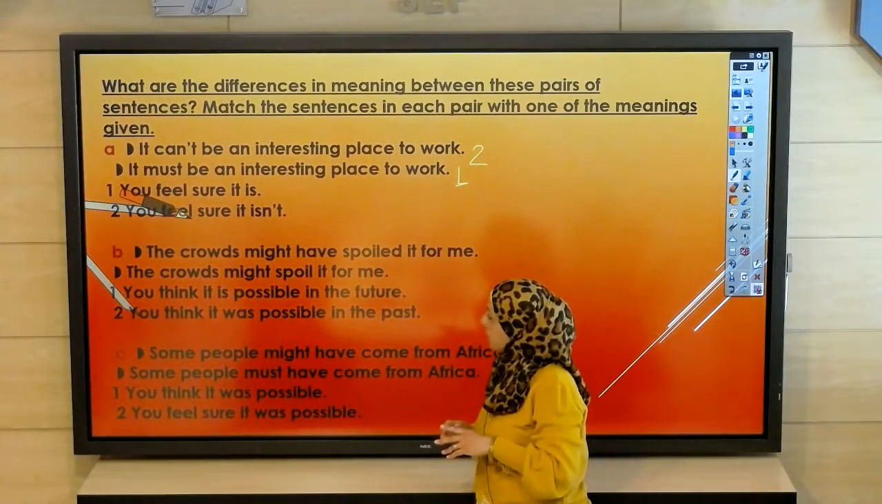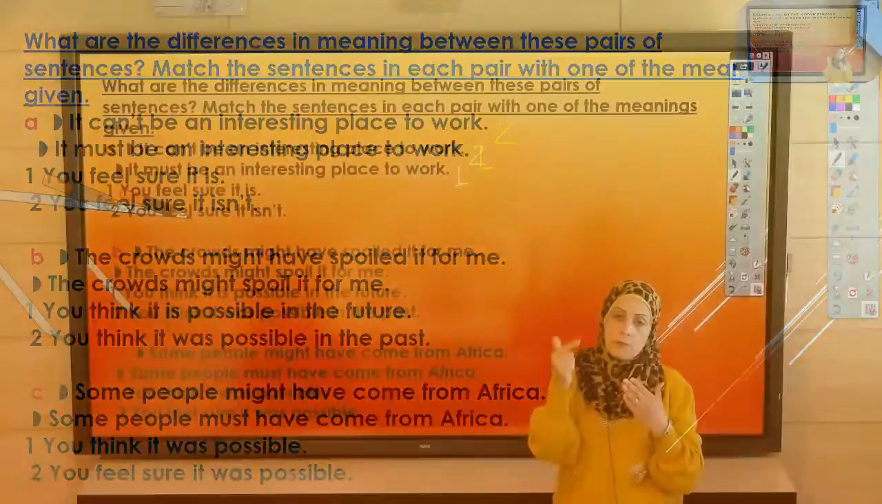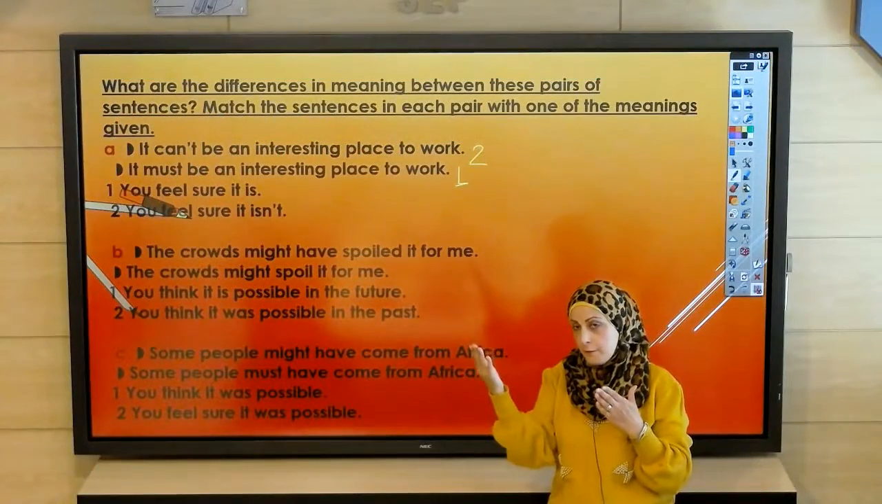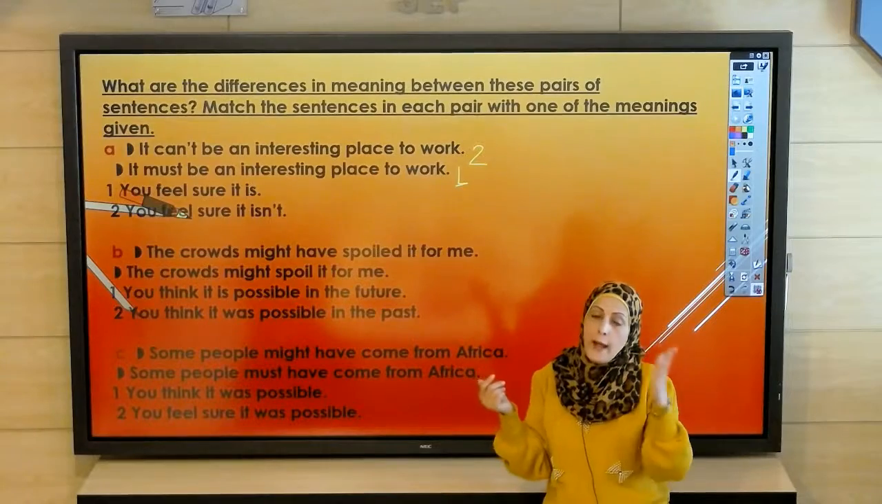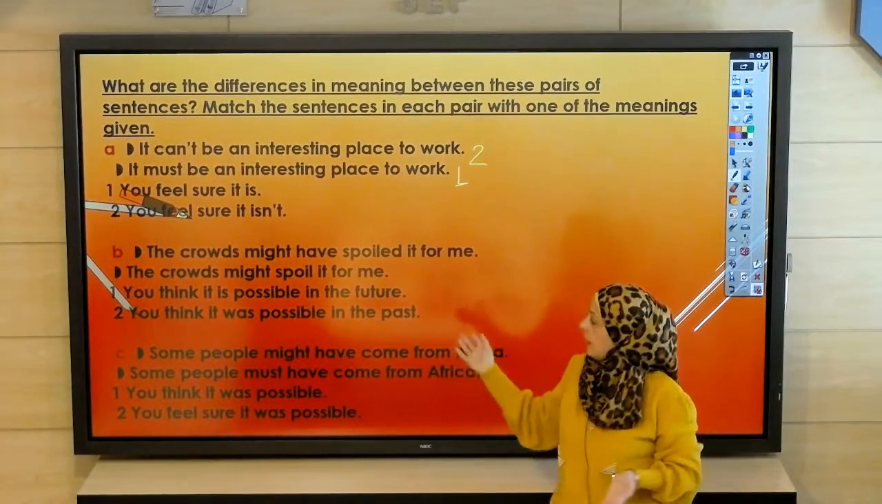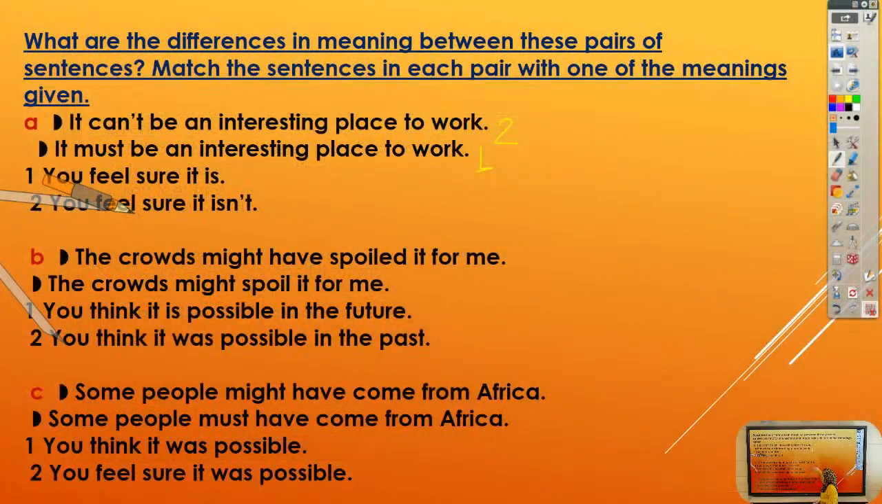Now as you can see, I explained it before. So after must, after can't or might, we can have infinitive with zero, or have plus past participle. What is the difference? Let's see. The crows might have spoiled it for me. Here we have after might, have with the third participle.